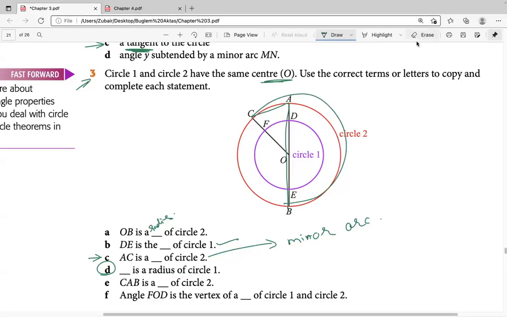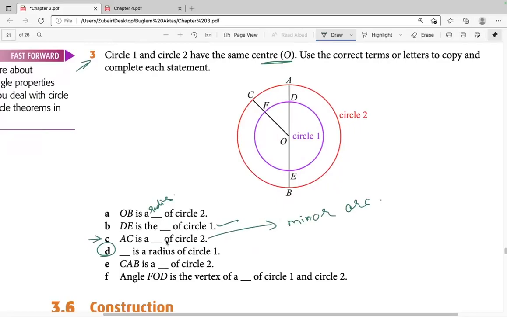Are you getting it? Could it ever be an arc with three letters? It could be. So we can say CAB is a major arc of circle 2. Okay.